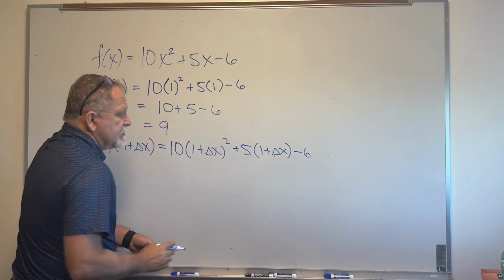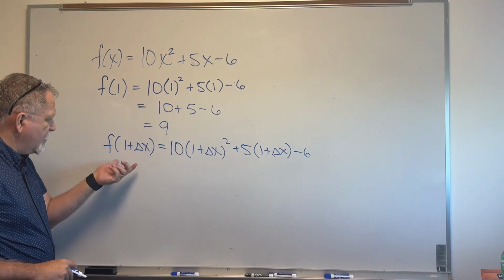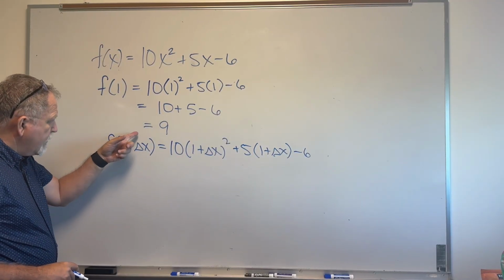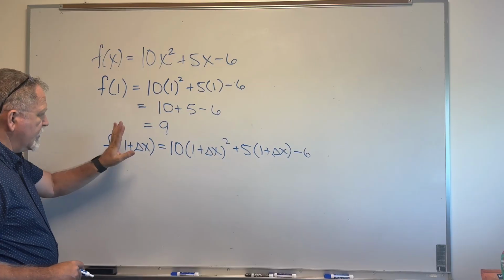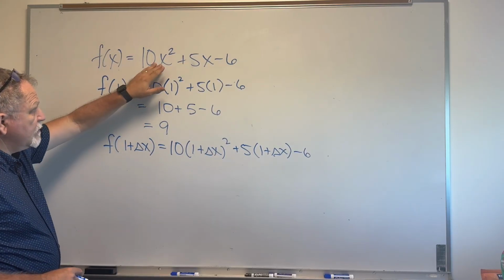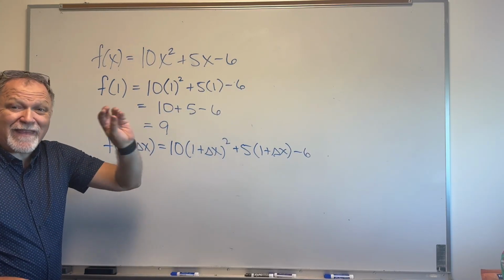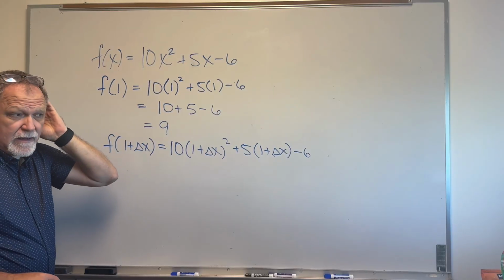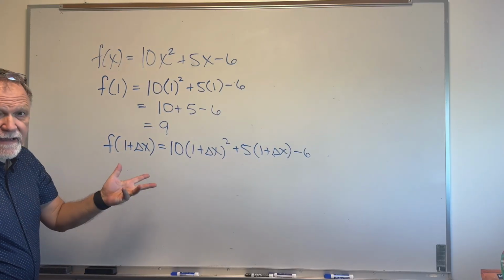So the key idea is to remember that with function notation, whatever you replace the input value with on the left-hand side, you must also replace the input value on the right-hand side with that exact same quantity. So it can be a 1 plus delta x, it can be anything.